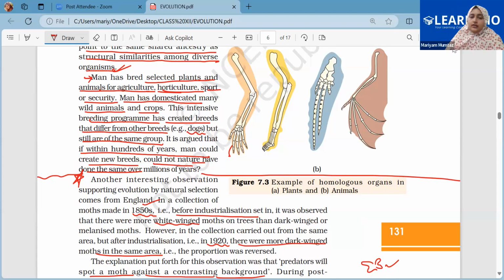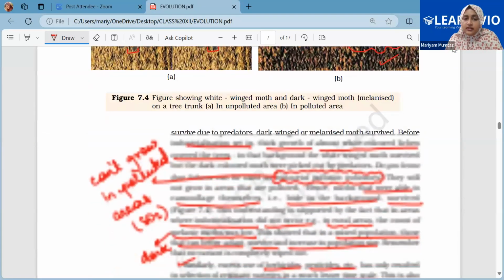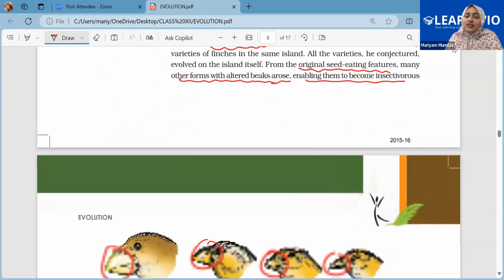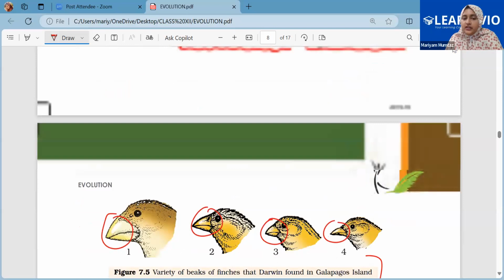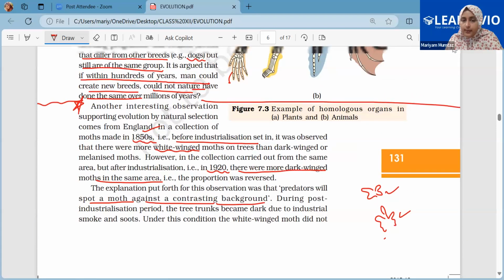And in the next class, we'll continue with more of the evidences for evolution, and then what is adaptive radiation and all of the different topics. Up until now, do you people have any doubts? No, ma'am.